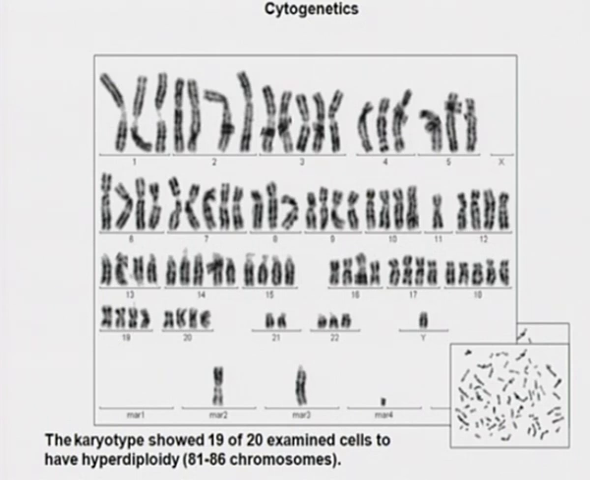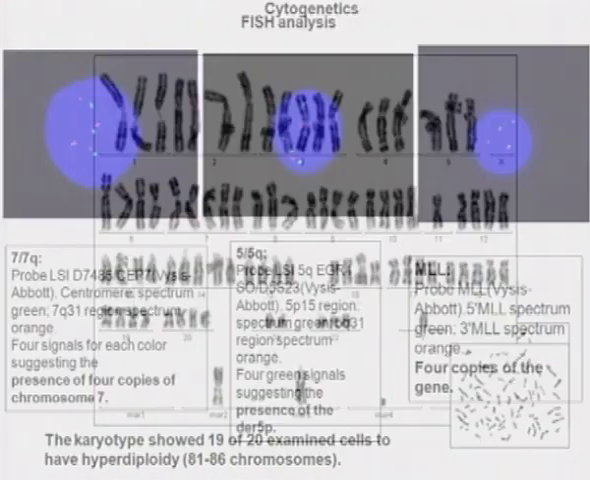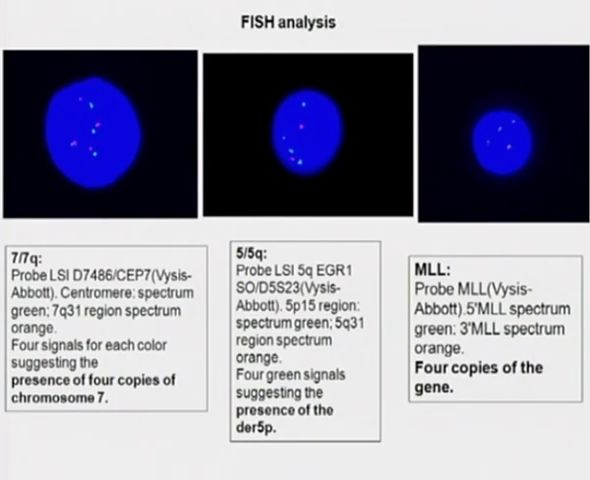This is the karyotype. You see how many chromosomes and how monstrous this karyotype is. This is the FISH analysis: 4 copies of chromosome 7. Here we have 4 green signals for the del5p and 4 copies of the MLL gene.